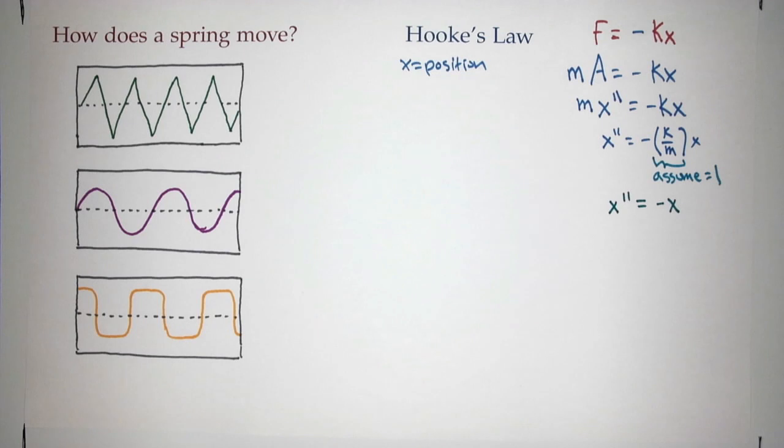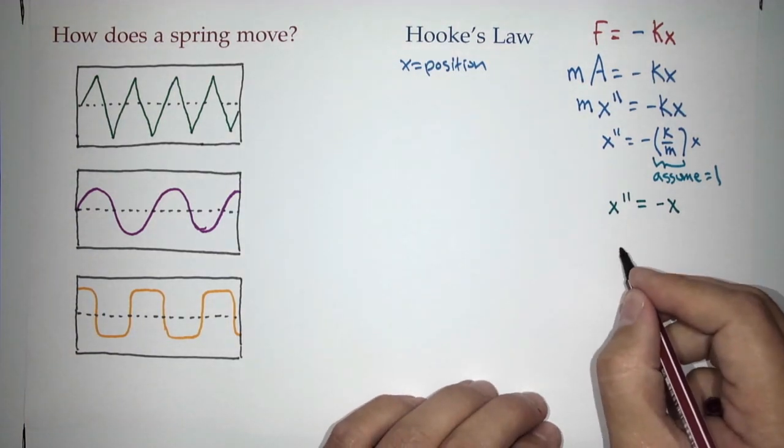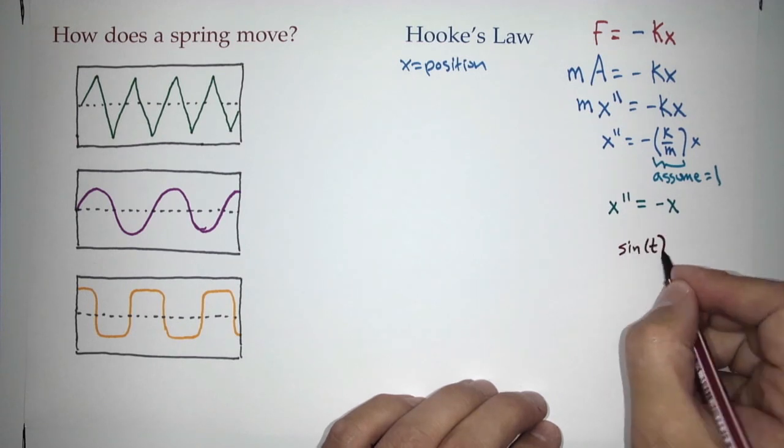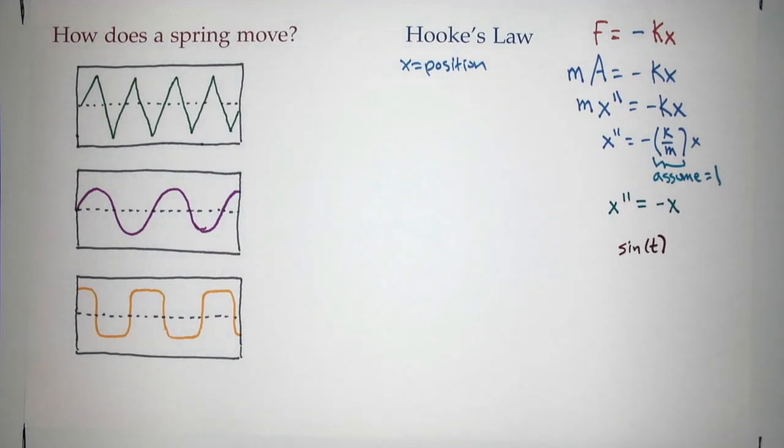And our goal is to understand, what is x? So now we start reaching into our databases and ask, do we know any function such that when we take a derivative twice, we get back the negative of what we started with? Yes, the sine. Now, I'll put sine of t, not sine of x. x is position, so there's some other variable involved.